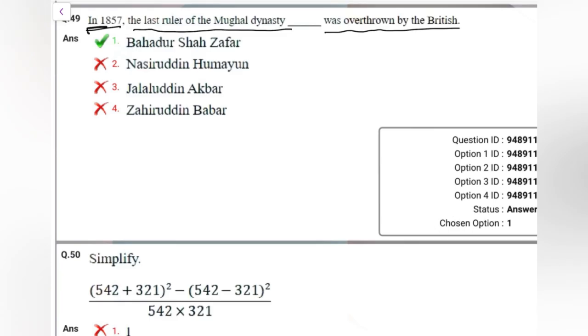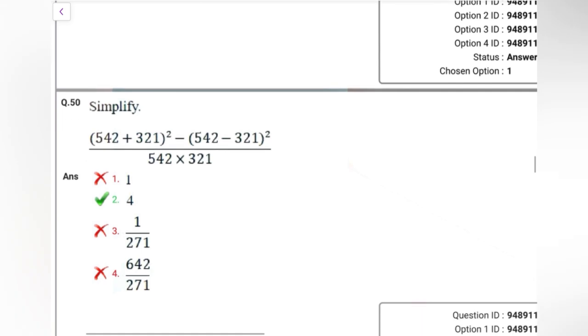In 1857, the last ruler of the Mughal dynasty, Bahadur Shah Zafar, was overthrown by the British. He was the last ruler of the Mughal Empire. He led Delhi in the revolt of 1857. He was more of a poet than a political emperor or leader. He was also a calligrapher and musician. So Bahadur Shah Zafar was the last ruler of the Mughal dynasty.